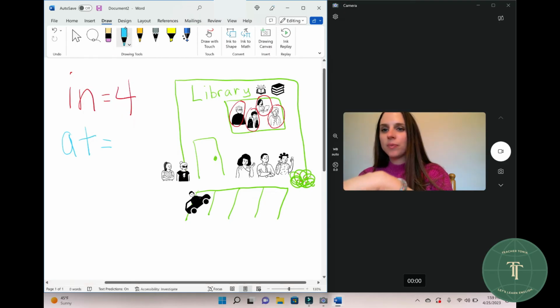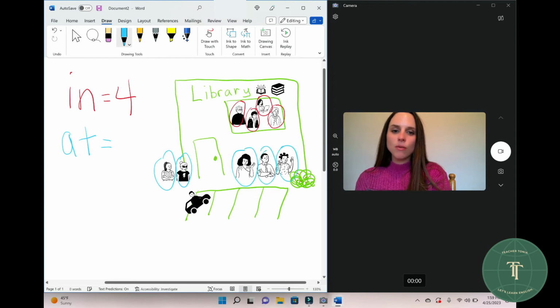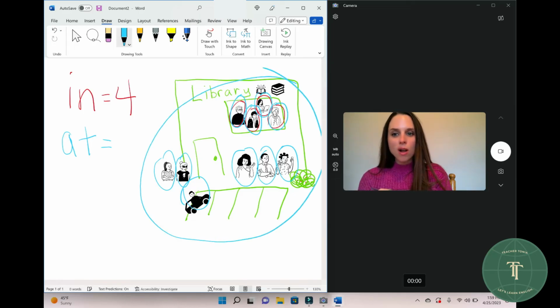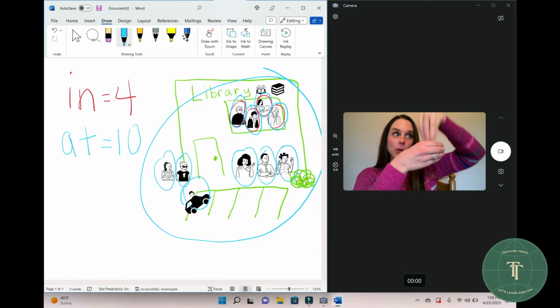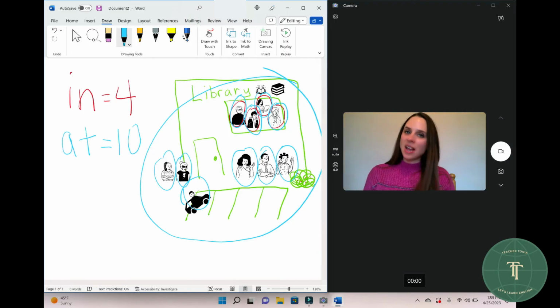And one, two, three, four, five, six, seven, eight, nine, ten. Ooh. 10 people are at the library. Again, 4 people are in the library, 10 people are at the library.